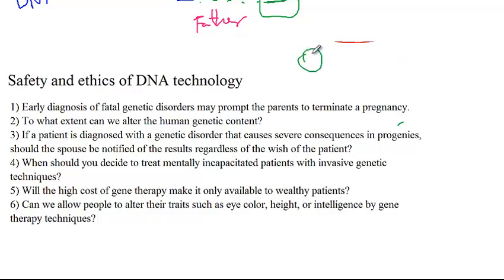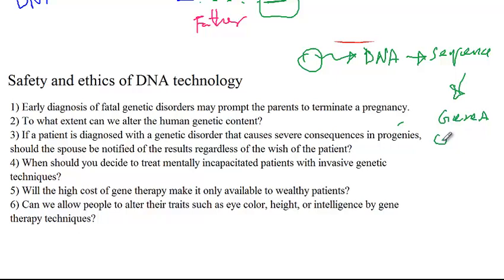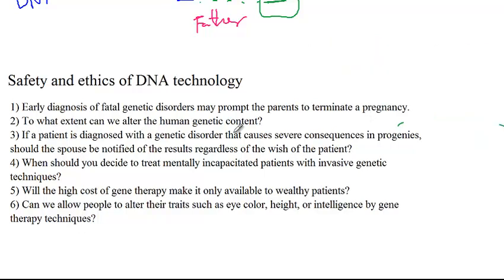So here we have a fetus, but we'll isolate the DNA, find out what its genomic sequence is, and we find out that, oh, there are gene mutations in gene A and gene B. And so this child will have some mental problem or whatever, and so the parents may decide to terminate the pregnancy. To what extent can we alter the human genetic content? We could create superhumans that are extremely smart or are extremely strong, and so wouldn't that be concerning?